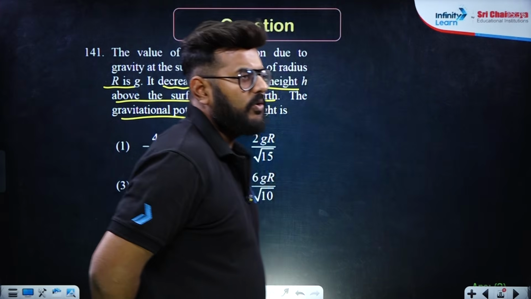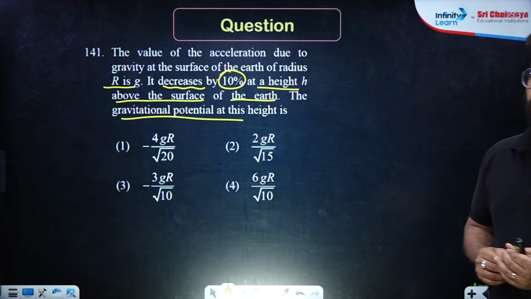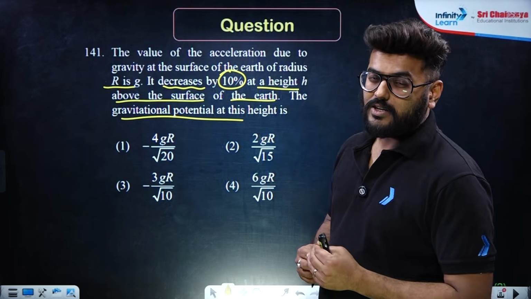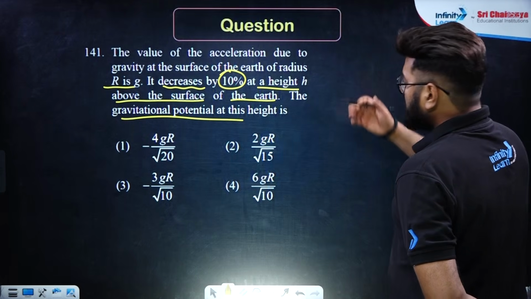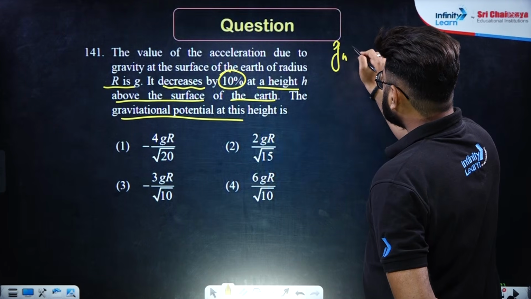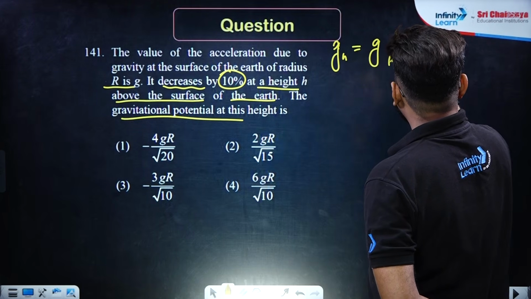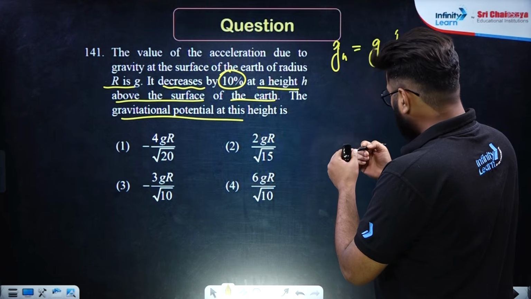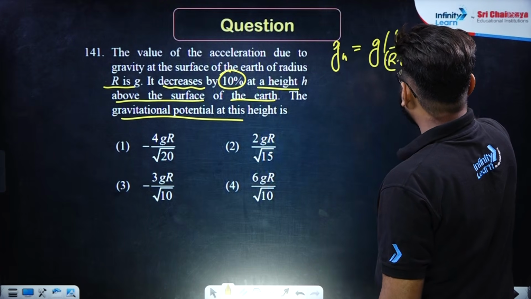Now see, when the variation in g is by 10%, obviously you will not use the formula g at a height h equals g into 1 minus 2h by R. That will not give you the right answer. So which formula will I have to use? Basically g at a height h is g R upon R plus h whole square. Correct? I will use this formula.